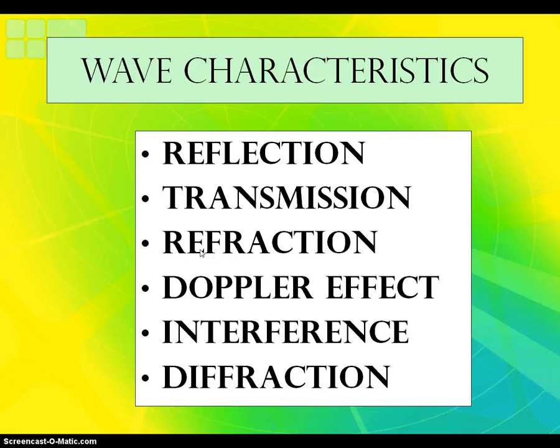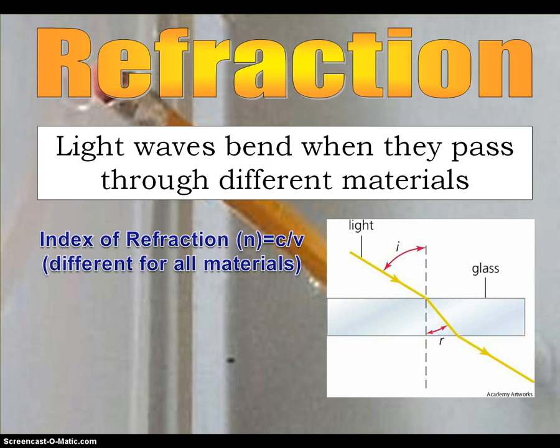So we've talked about reflection and light waves bouncing off of a surface, and now we're going to talk about transmission and refraction. Transmission is when light passes through or enters into a new medium. And when this happens, something called refraction occurs. Essentially, we said that the speed of light in air and in a vacuum is 3 times 10 to the 8th meters per second.